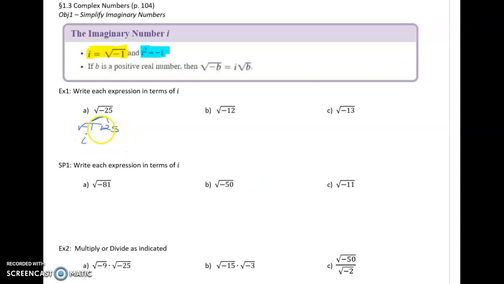And then the square root of 25 is 5, so the way we write our answer is 5i. Let me try again. So for the square root of -12, it's -1 and 12. The square root of -1 is going to be i.